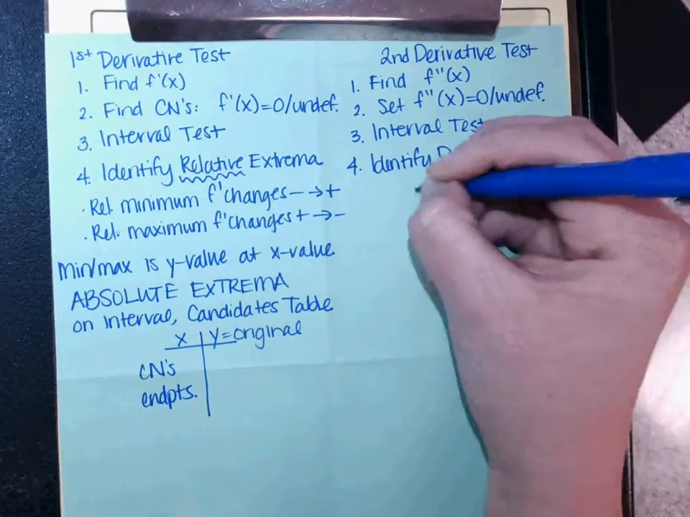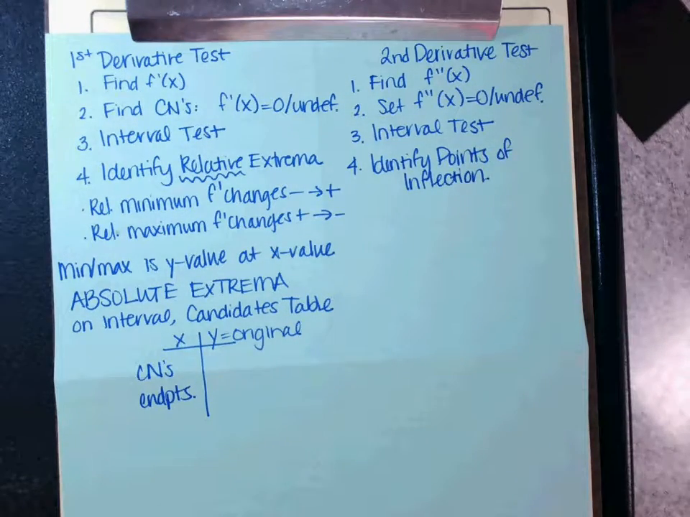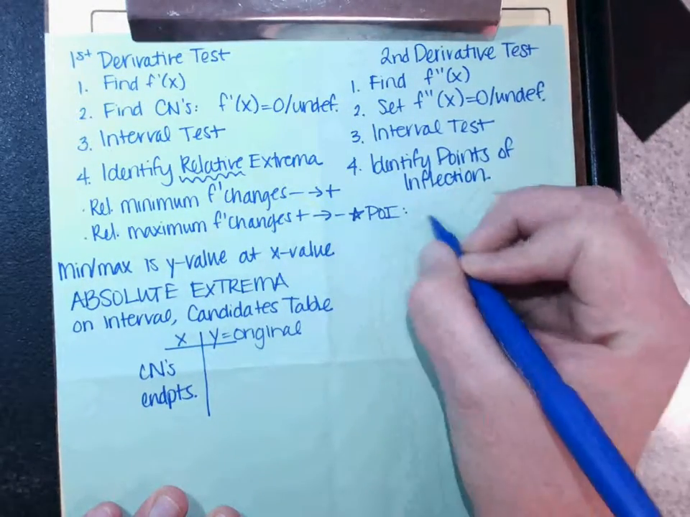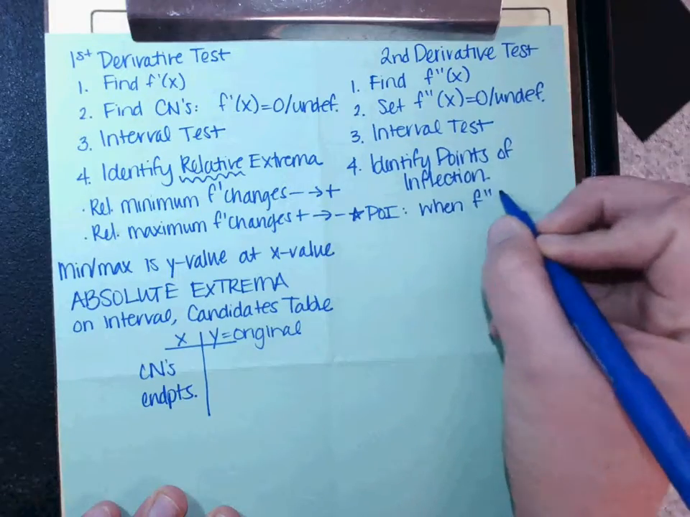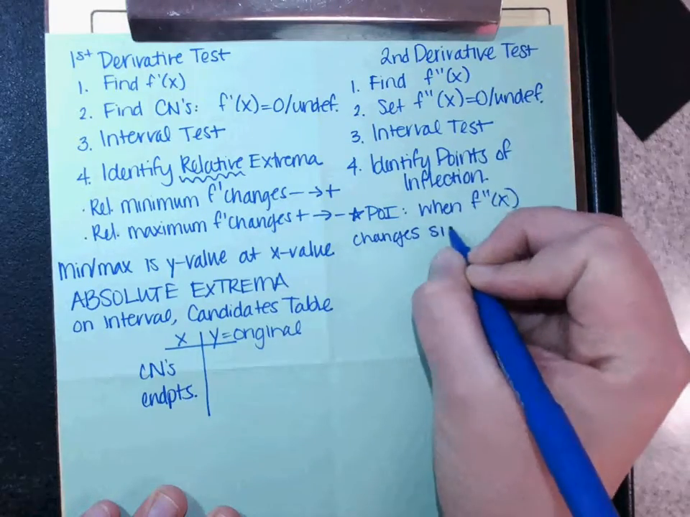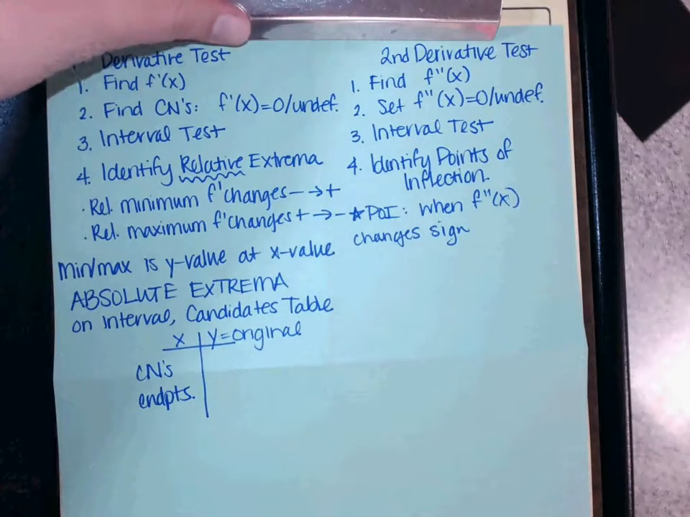Points of inflection. Okay, now remember, your points of inflection, POI, are specifically when f double prime changes sign. Okay, remember that you can also use the second derivative test to determine where your graph is concave up and concave down. Just like on a first derivative test, you can tell when your function is increasing or decreasing. Okay? Alright, the next thing that we are going to talk about, go ahead and come down to your bottom 2 boxes.